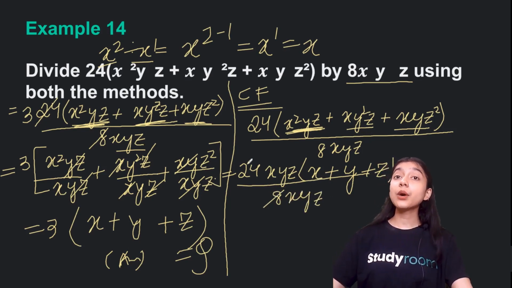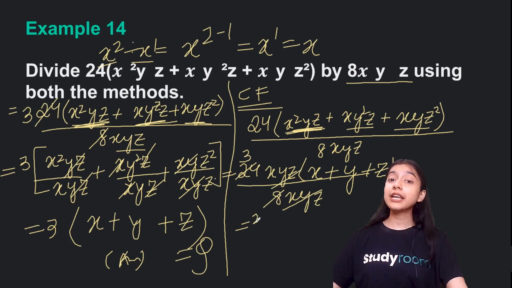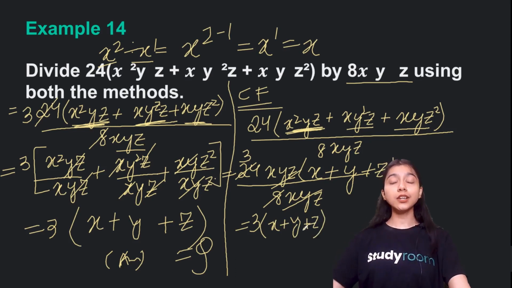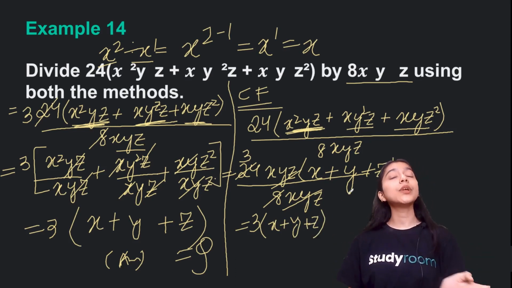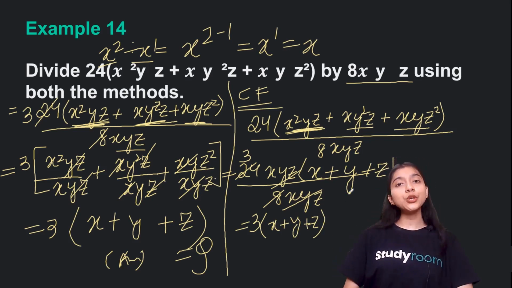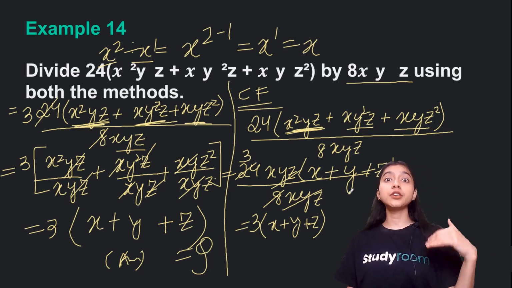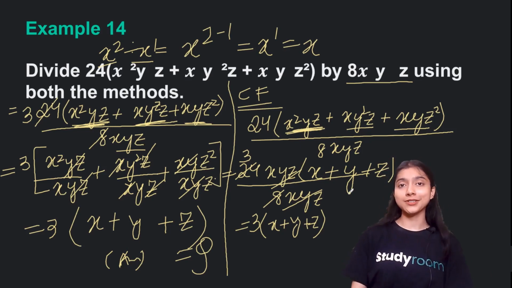8 gets cancelled out with 24, leaving behind 3. xyz gets entirely cancelled out with xyz. So we'll be left with 3 times of x plus y plus z. So from here we can conclude that from either of the 2 methods, our answer will be the same. Both the methods will get the same answer, but it's up to you to choose from the 2 methods. One is breaking the polynomial into a monomial division, and the other is the method of common factor.